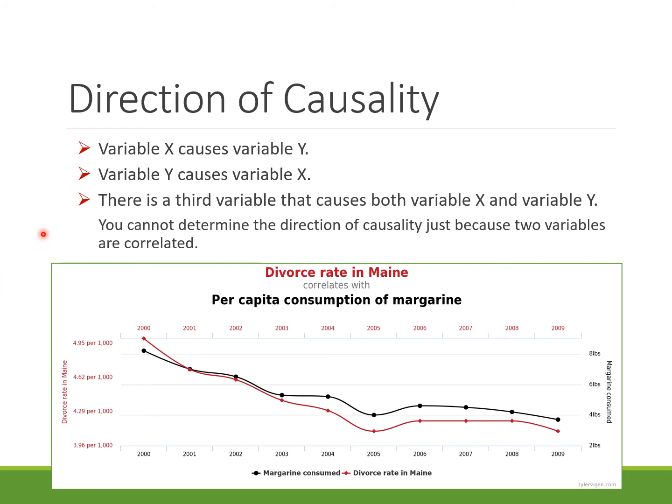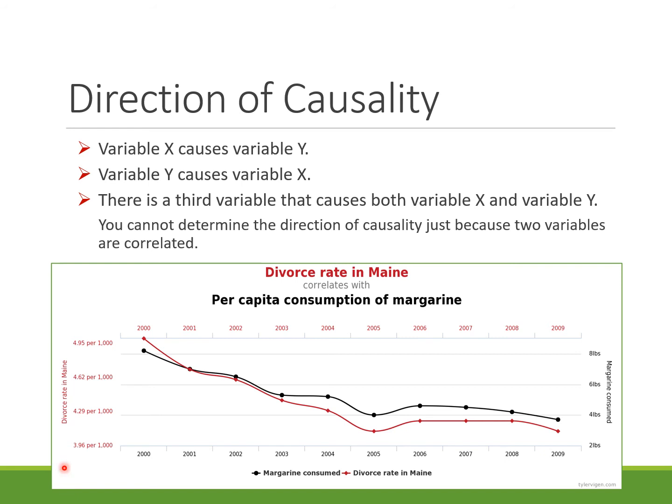And sometimes we see maybe it is that X causes Y, but maybe Y causes X. Or maybe there's a third variable that causes both variable X and Y. So what happens is, even though we see that they are strongly related to each other because they are correlated, we cannot determine which one causes the other or if there's even a causation between the two, okay?